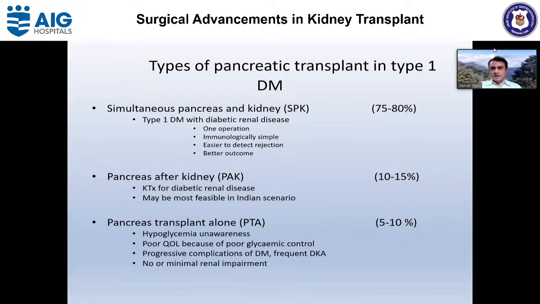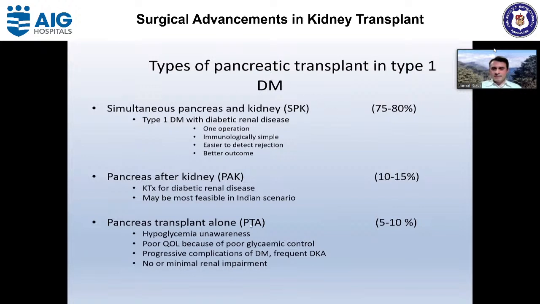Pancreas after kidney transplant typically is when a pancreas is given to a person who has already received a kidney. This possibly would be the most feasible thing in the Indian scenario because unlike in the West, we have a living donor driven program. So if you had a type 1 diabetic who came to you with a living kidney donor, the best thing to do would be to put in the living donor kidney, so that the person is off dialysis, and then wait and put a pancreas in when a deceased donor is available.